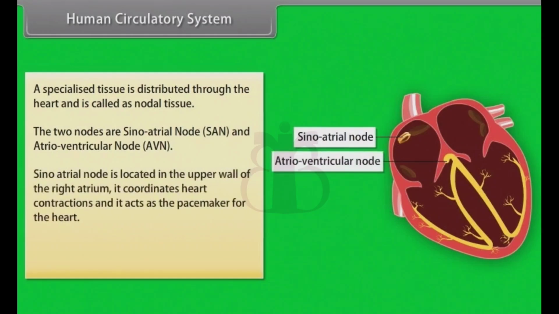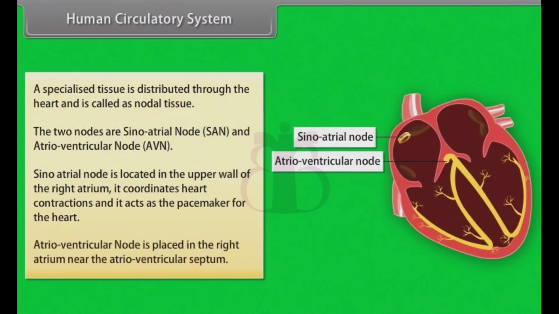The sinoatrial node is located in the upper wall of the right atrium. It coordinates heart contractions and acts as the pacemaker for the heart. The atrioventricular node is present in the right atrium near the atrioventricular septum.